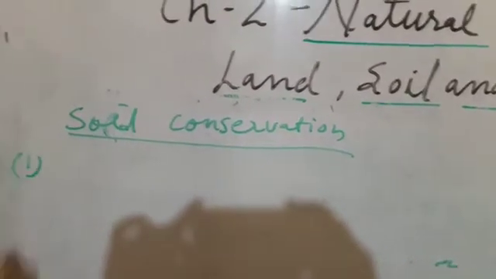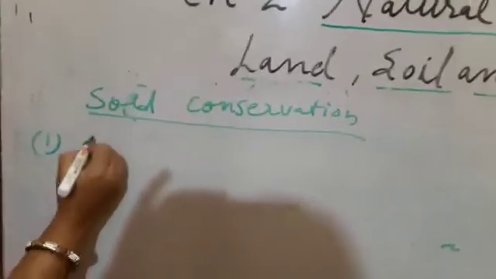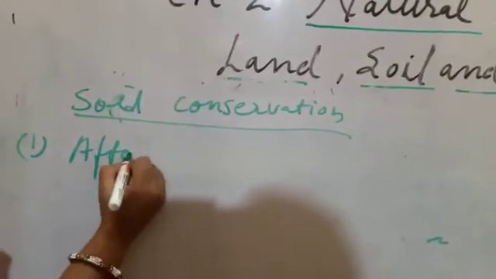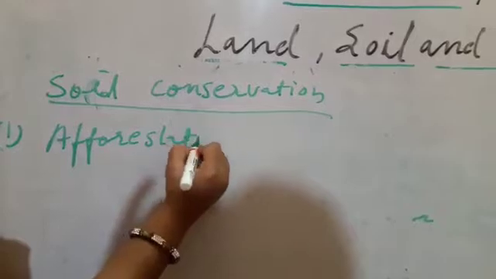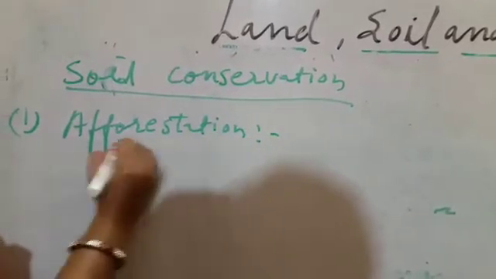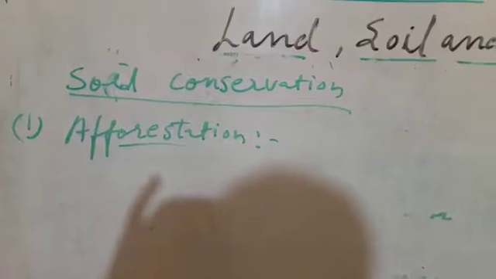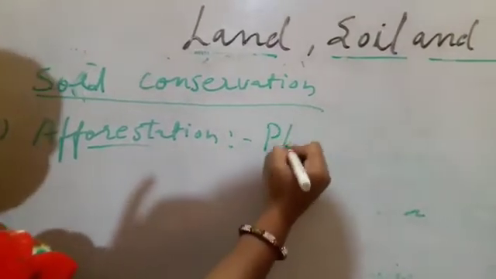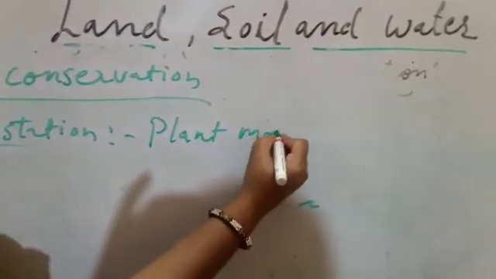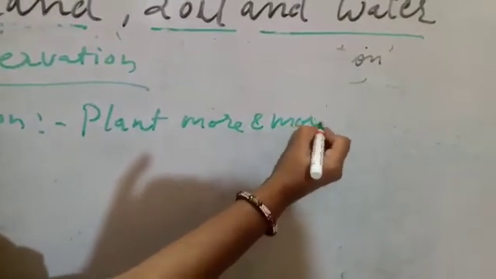So a few methods are there. First one is afforestation. Afforestation means plant more and more trees.